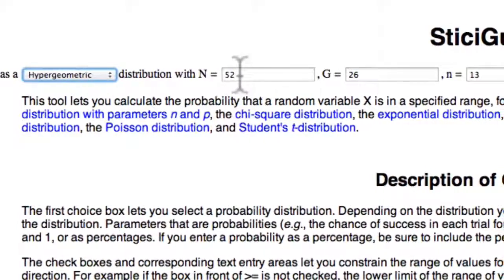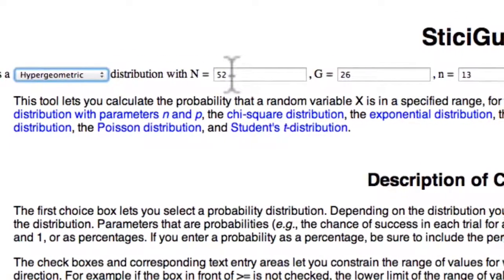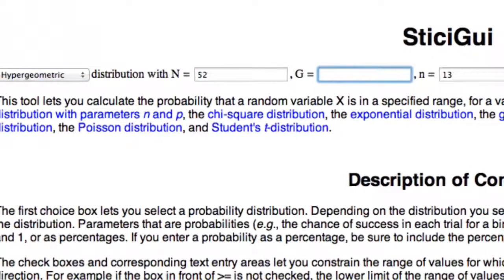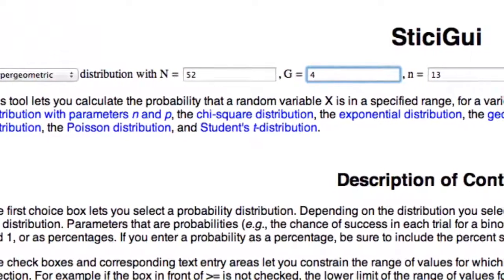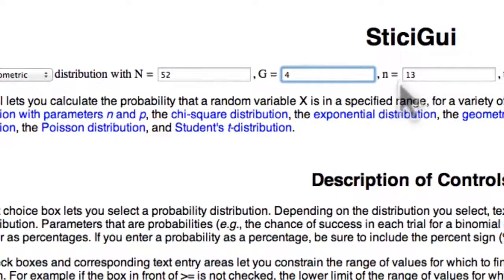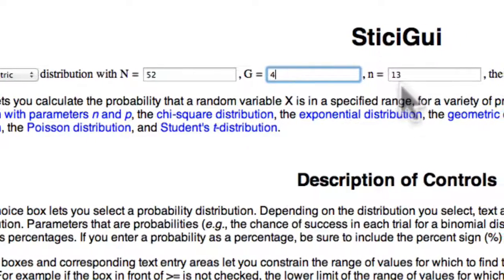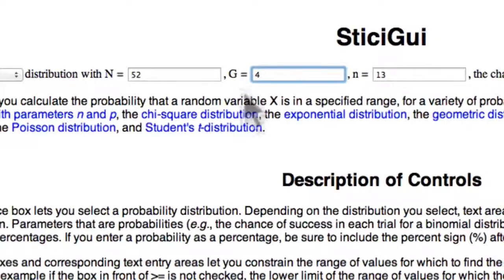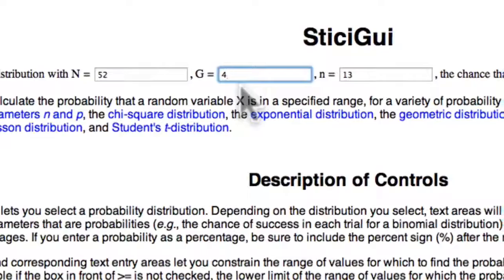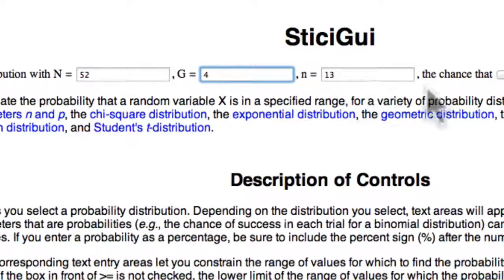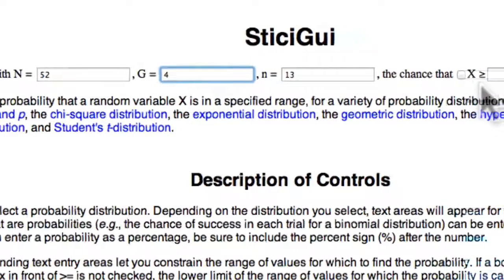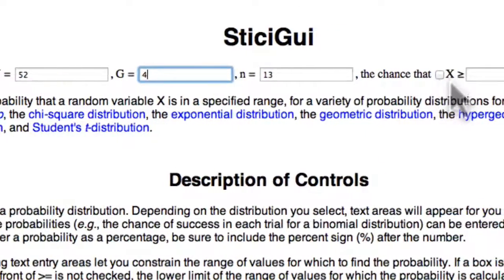So we have capital N is 52, the number of cards in the deck. G is not 26. It is 4, because it's the number of aces. N, the sample size, is indeed 13. It's a bridge hand. So 52 cards in the deck, aces are good. That's what I'm counting, the 4 aces in the deck. I'm sampling 13, and what do I want the chance of? I want the chance of getting 2 aces exactly.